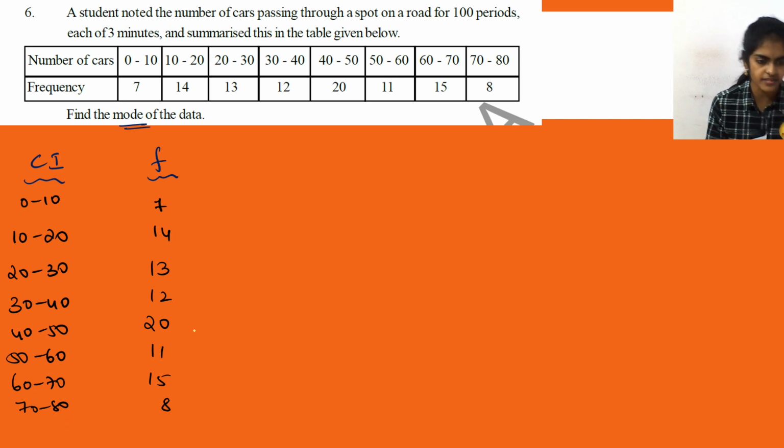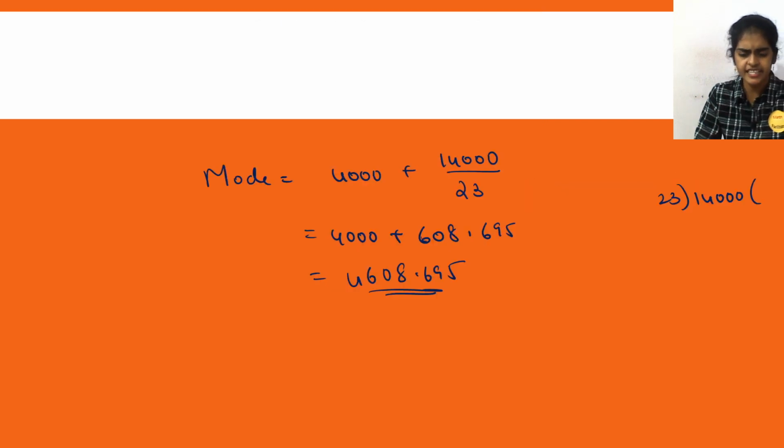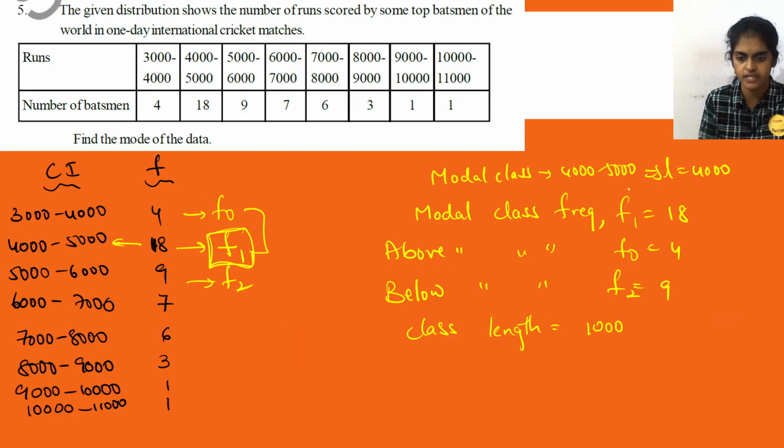Chalo then, which is the highest frequency? I can say 20 is the highest frequency. So my modal class frequency will be how much? It is F1. F1 will be 20. So what is my modal class? That modal class will be this class, the frequency class. So it is 40 to 50 and so L will be 40. And did you observe, in the last class I told you whatever mode value you are getting has to be in between the modal class. So you are getting 4608, so it is between 4500.